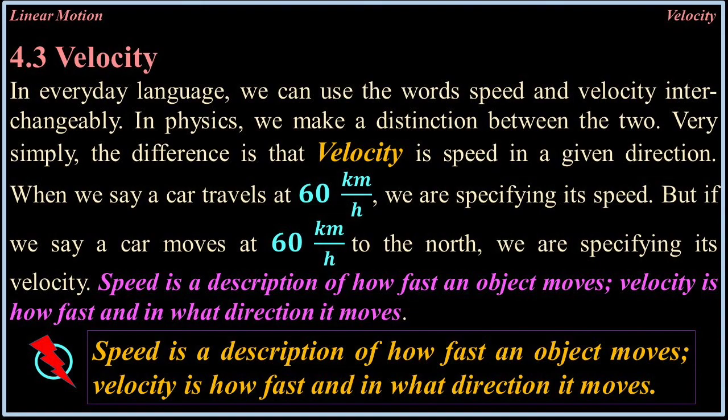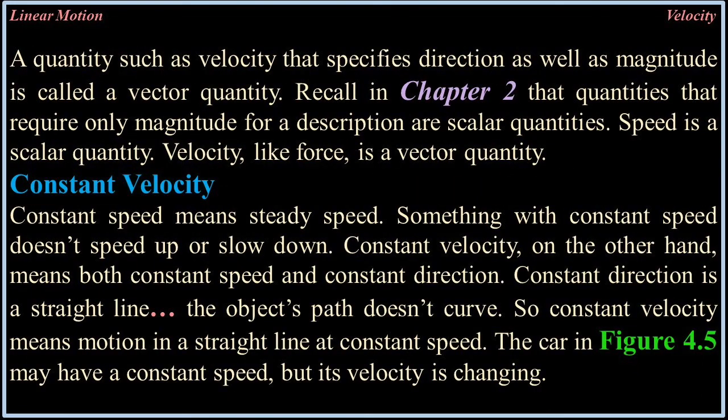Speed is a description of how fast an object moves. Velocity is how fast and in what direction it moves. A quantity such as velocity that specifies its direction as well as magnitude is called a vector quantity. Recall in Chapter 2 that quantities that require only magnitude for a description are scalar quantities. Speed is a scalar quantity. Velocity, like force, is a vector quantity.